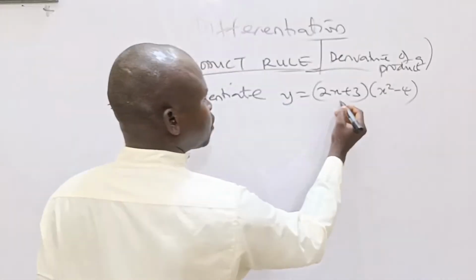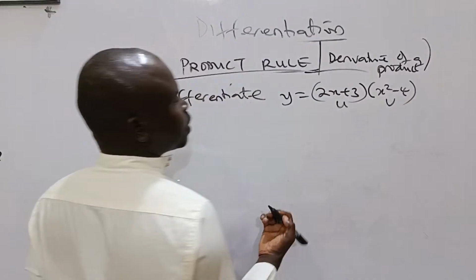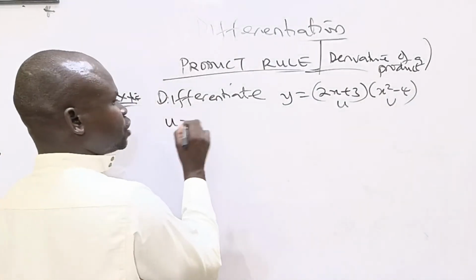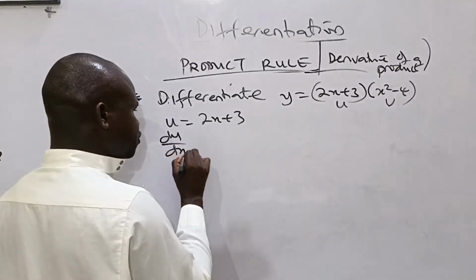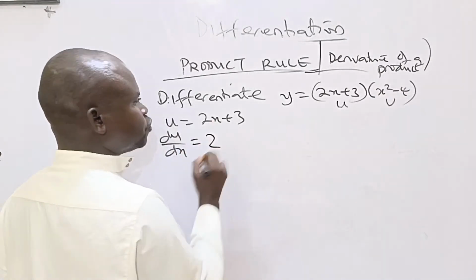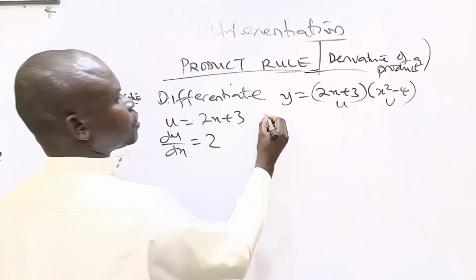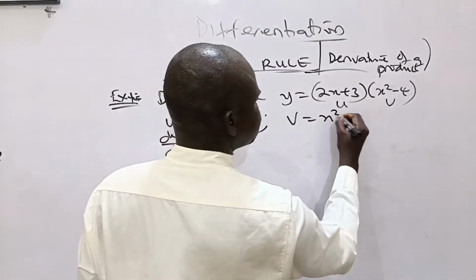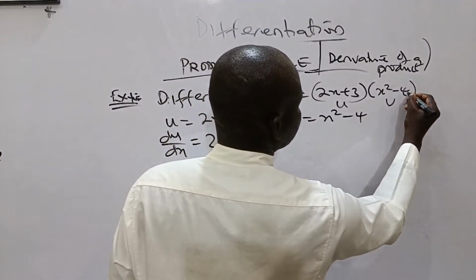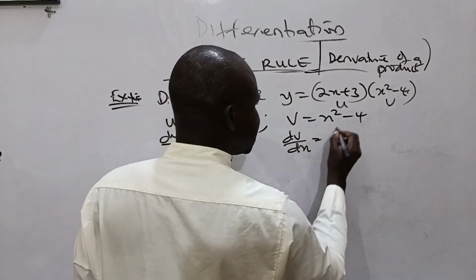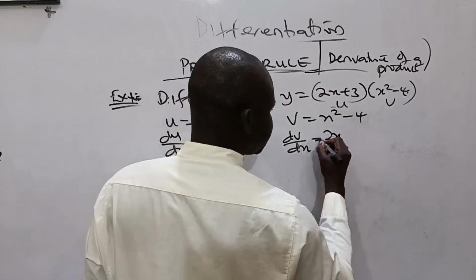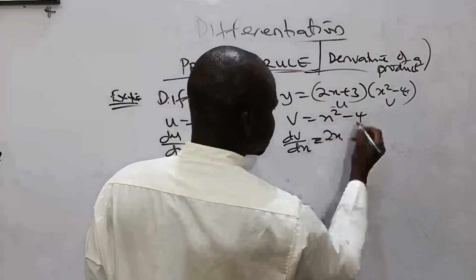I will represent one as u and the second one as v. I'll say u is equal to what? 2x plus 3. So what is du/dx? You know, u is a function of x here. It will be 2. The derivative of a constant is 0. What is v? x squared minus 4. What is dv/dx? That will be 2x. The derivative of a constant is 0.